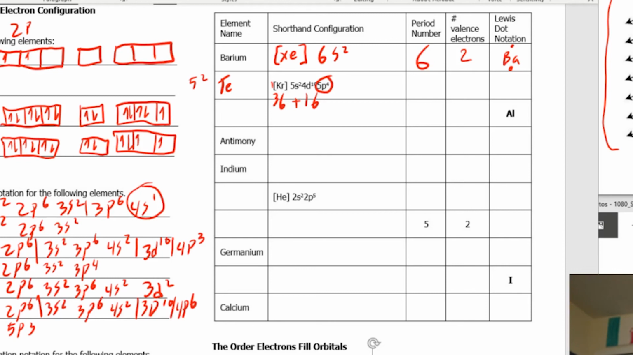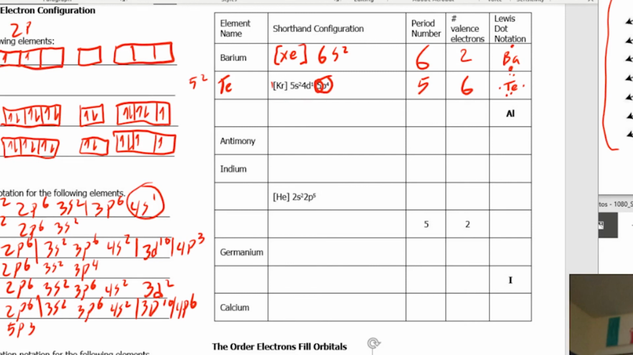All right, so period number for Te, it's going to be period 5. And the way to know that is because it ends in 5. So period number is going to be 5. Number of valence electrons is going to be, so it's in column 6, which means it's got 6 valence electrons. And then for electron notation, it's going to be Te. And then 1, 2, 3, 4, 5, 6. That's it.